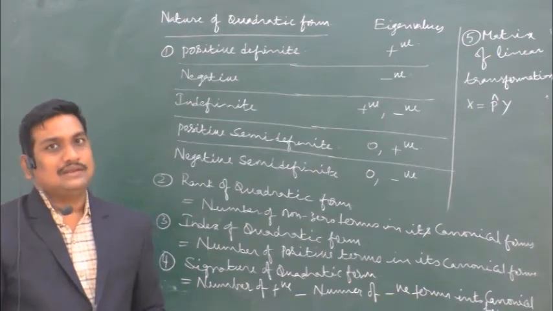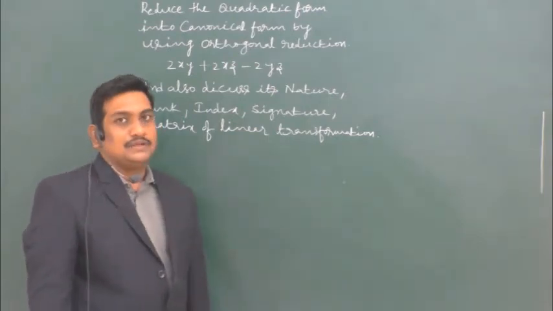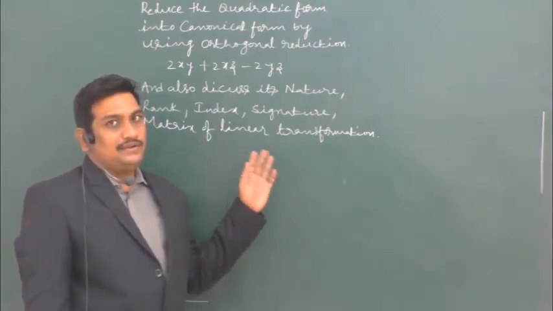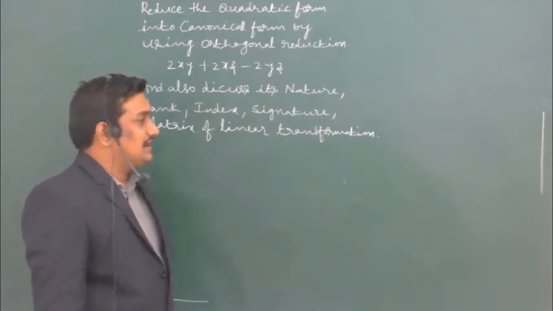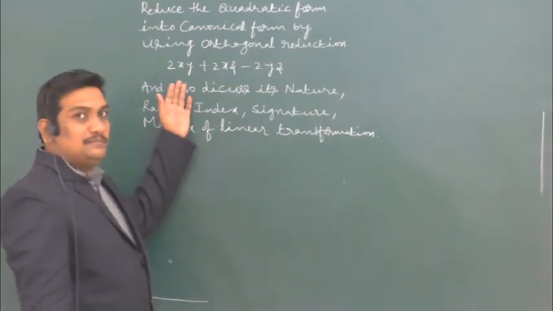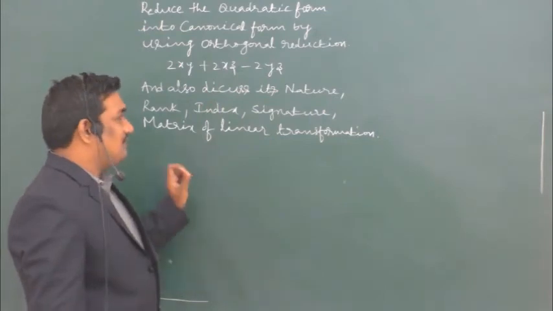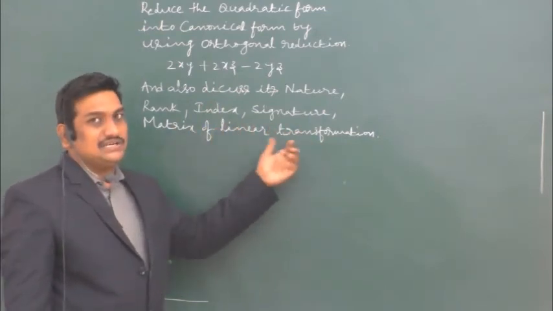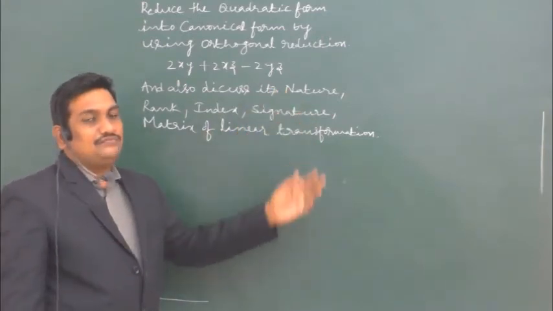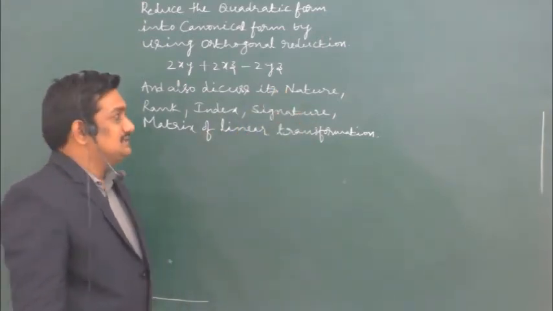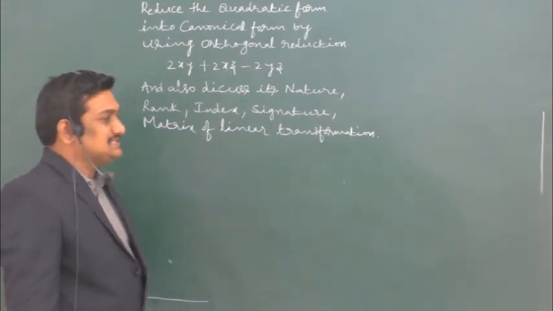and see that all the eigenvectors are mutually orthogonal. Okay, today I am going to explain a problem on how to convert a quadratic form into canonical form by using orthogonal reduction. The quadratic form is given as 2xy plus 2xz minus 2yz, and you need to find the rank, index, signature, matrix of linear transformation, and also discuss the nature of the quadratic form. So you need to apply the method of orthogonal reduction. Now let us start with the problem.